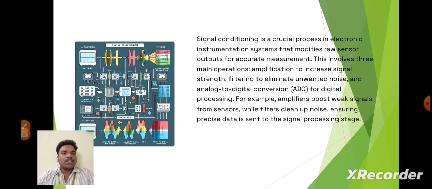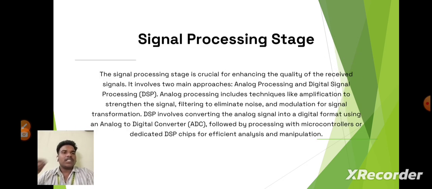And analog to digital conversion, ADC. If some of the output is coming from the input or the device, we will detect that output from the analog or digital meters, as we have already seen in the lab experiments. And the next term will be the signal processing stage. Signal conditioning is different from the signal processing stage.